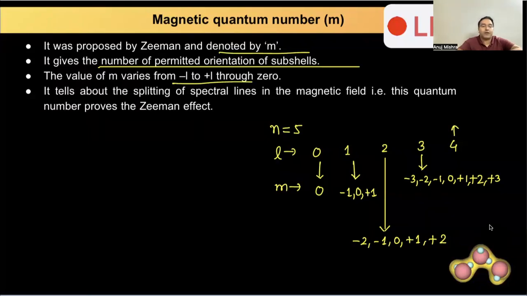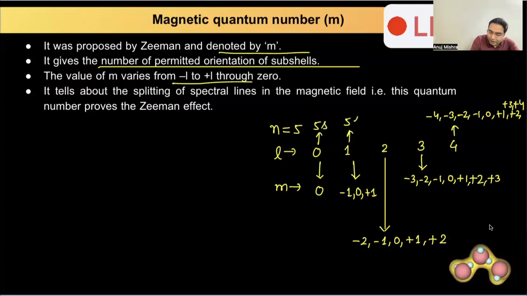Can you type in chat box, everybody? Very good Yuvraj. Minus 4, minus 3, minus 2, minus 1, 0, plus 1, plus 2, plus 3, plus 4. I think now it is understood. So how many values of m are there? As many as there are orientations. For example, if n is 5, L is 0, that means it is 5s. L is 1, that means it is 5p. L is 2 means 5d and L is 3 means 5f.